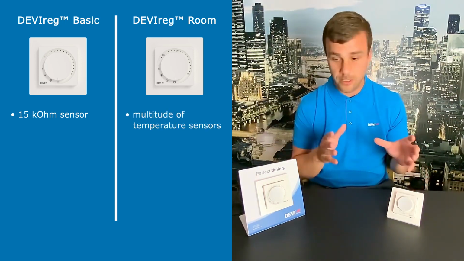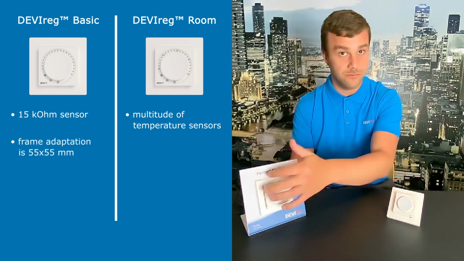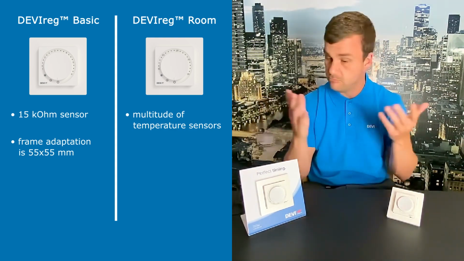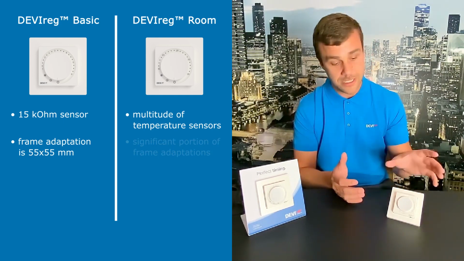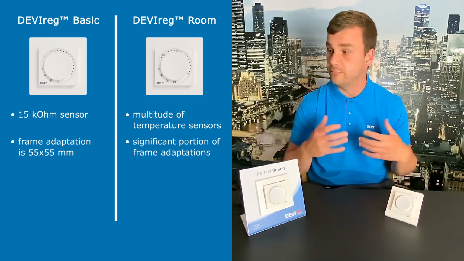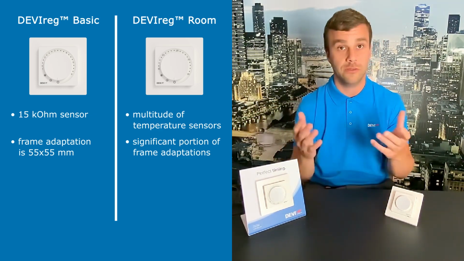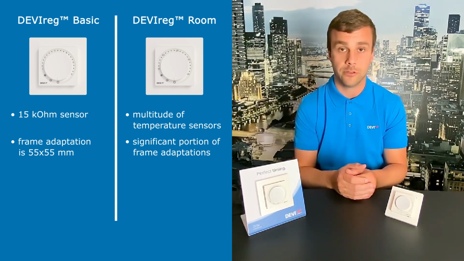The DEVIreg Basic doesn't have any frame adaptation other than whatever is 55 by 55 or 2.5 internal measurement. So for instance, Elko frame, our Danfoss standard frame, design frame, whereas the DEVIreg Room does a significant portion of frame adaptations to, for instance, UC, and as we've shown before with different other frames, and all of the spacers come in the pack along with the product.